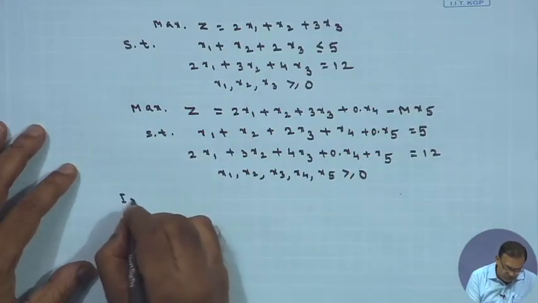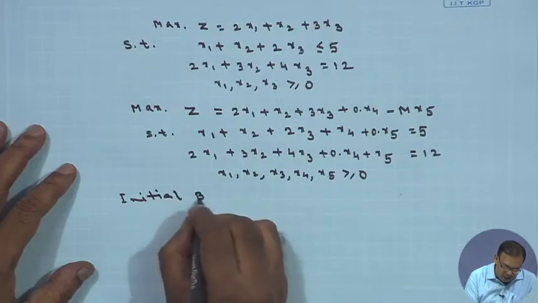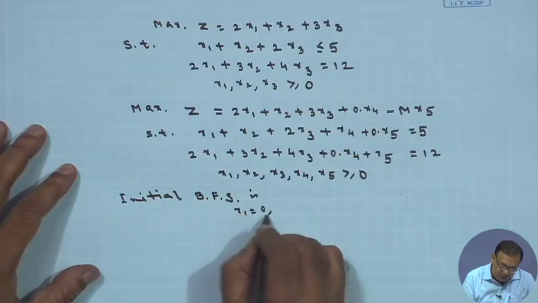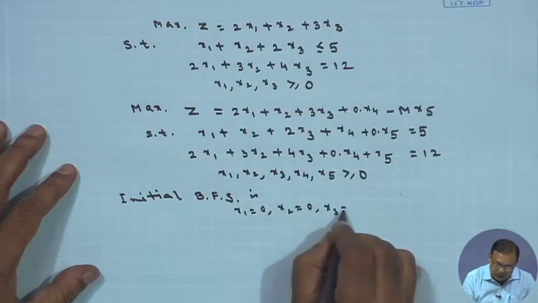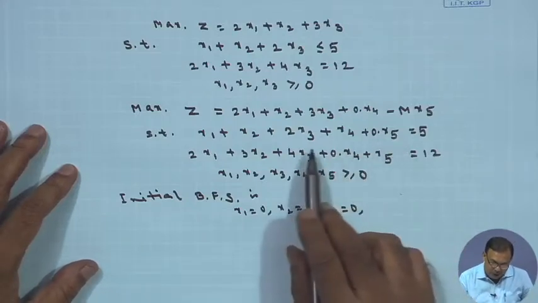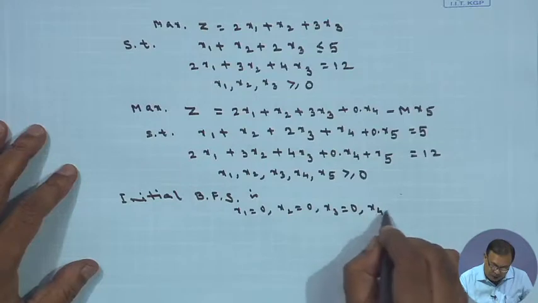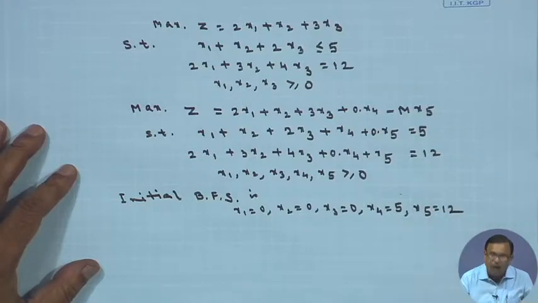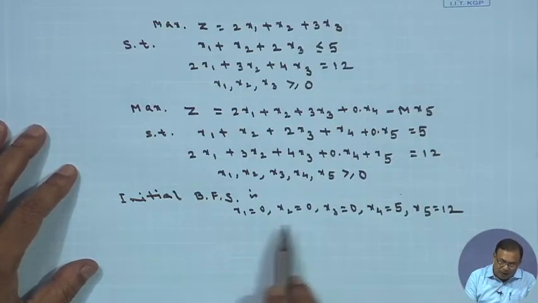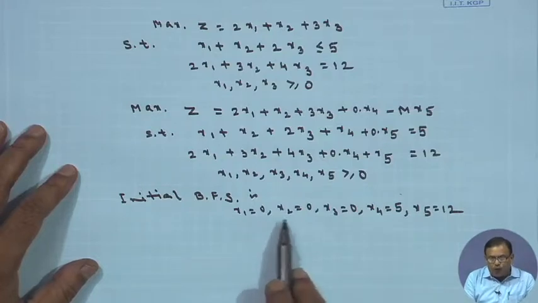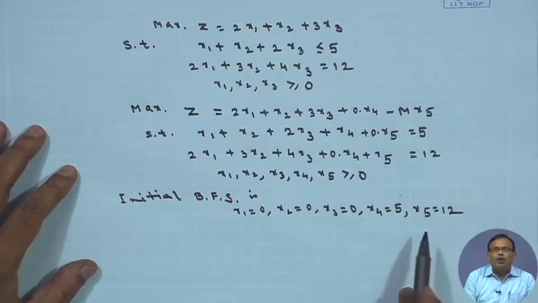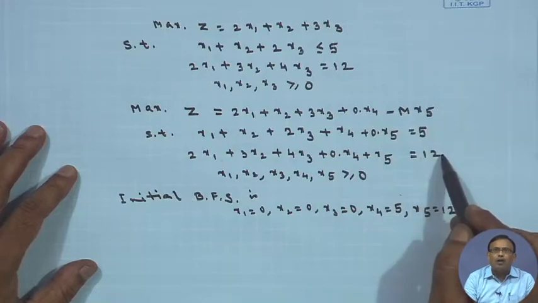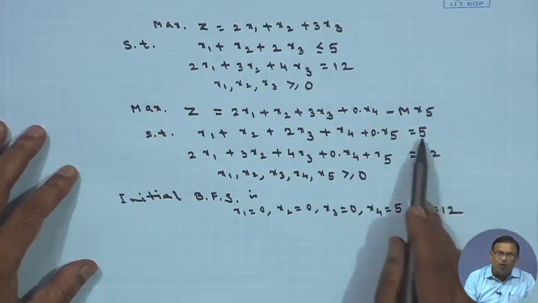So, your initial BFS, basic feasible solution, is where we make the original variables x1, x2, x3 equal to 0. Once you make them 0, the first constraint is automatically satisfied, x4 will be 5, and from the second one your x5 will be 12. Again I am emphasizing that the way we choose our solution, whenever we start, it always satisfies all the constraints of the given problem, because they are satisfying the equality constraint over here.